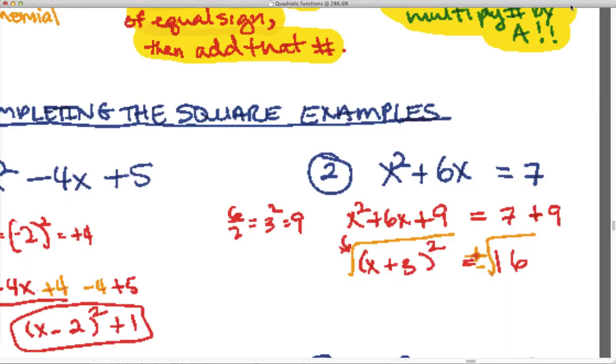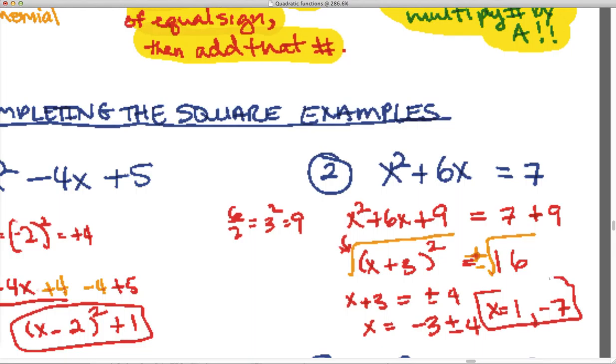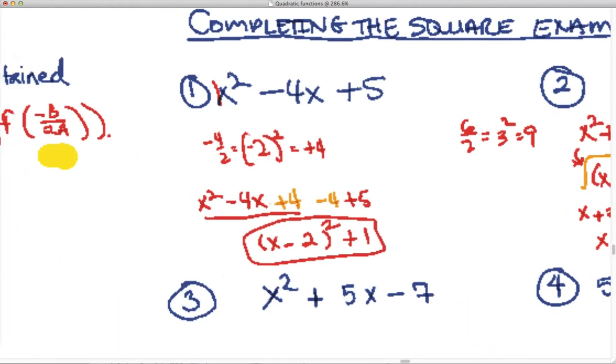So here we're going to get x plus 3 equals plus or minus 4, and then subtract the 3 on both sides. So then if you did negative 3 plus 4, that's a 1, and negative 3 minus 4 is a negative 7. So you can use completing the square to also solve quadratic functions.